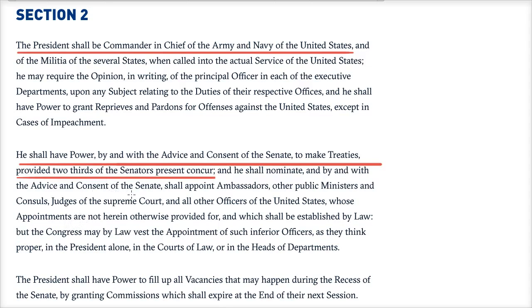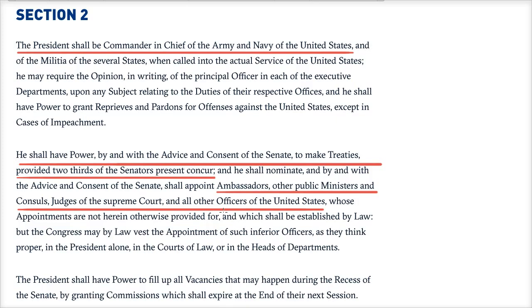And there's a lot here because it also talks about the power of the president to appoint ambassadors, other public ministers, consuls, judges of the Supreme Court, and other officers of the United States. So this is a pretty important sentence there. It sure is. We know now from the controversy over Supreme Court nominations that the so-called advice and consent clause is really important.